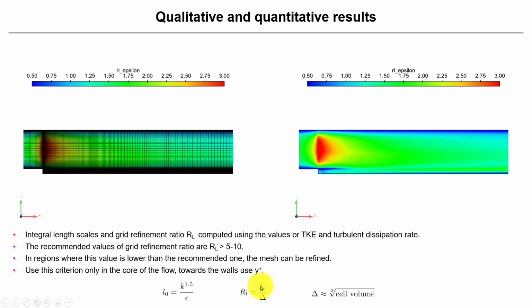By the way, you use this criterion in the core of the flow. Towards the wall, you are going to use y plus as we have seen. So see that here you will need a little bit more refinement. Here it is okay, but this is how you can get an estimate of how good or how bad your mesh is, by computing these integral scales.